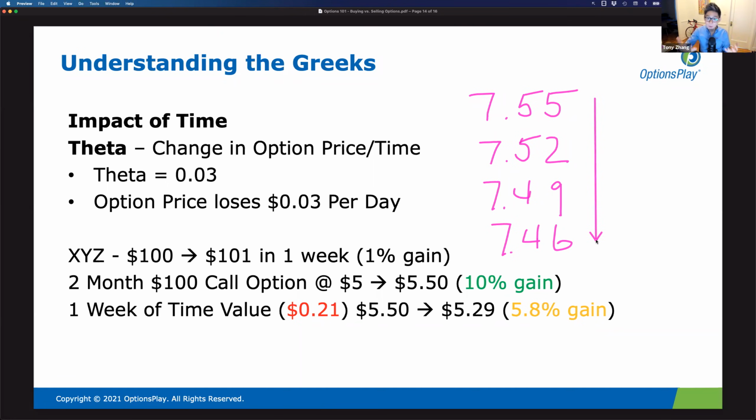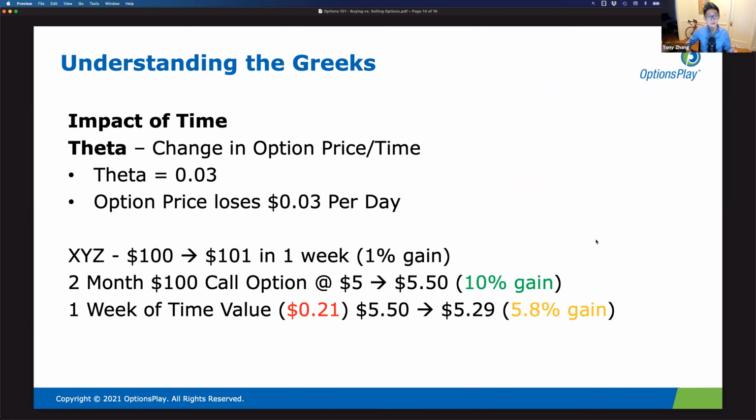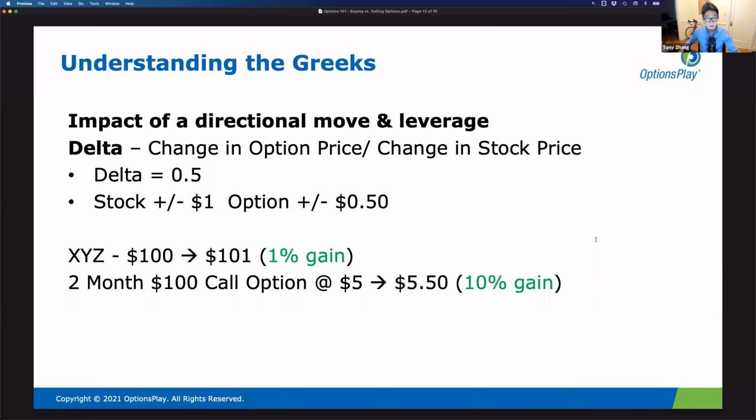So that's the break-even price that we're talking about. As every day goes by, the value of your option will go down. So what you have is theta working against you as an option buyer. And what you have is delta potentially working in your favor, because if the stock goes higher, you make money.